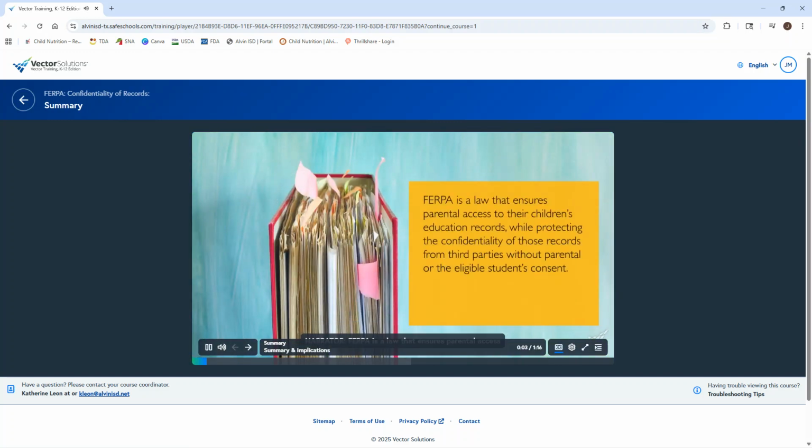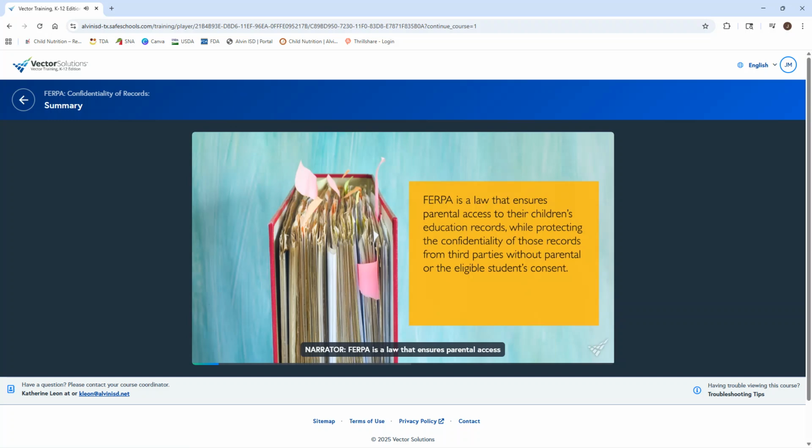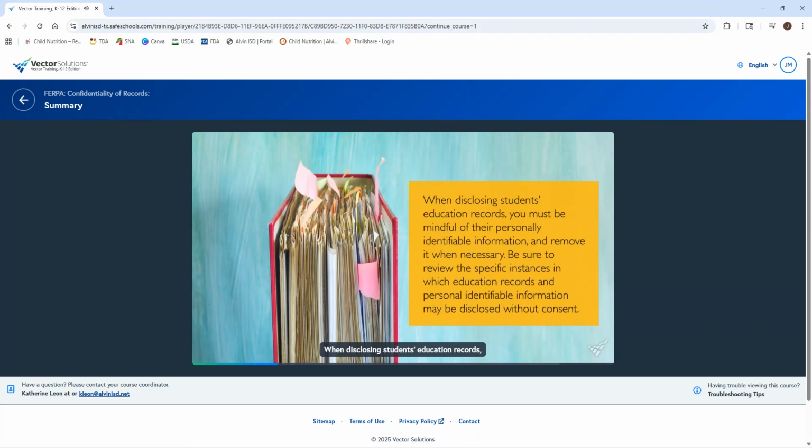FERPA is a law that ensures parental access to their children's education records while protecting the confidentiality of those records from third parties without parental or the eligible student's consent. When disclosing students' education records, you must be mindful of their personally identifiable information and remove it when necessary. Be sure to review the specific instances in which education records and personally identifiable information may be disclosed without consent.